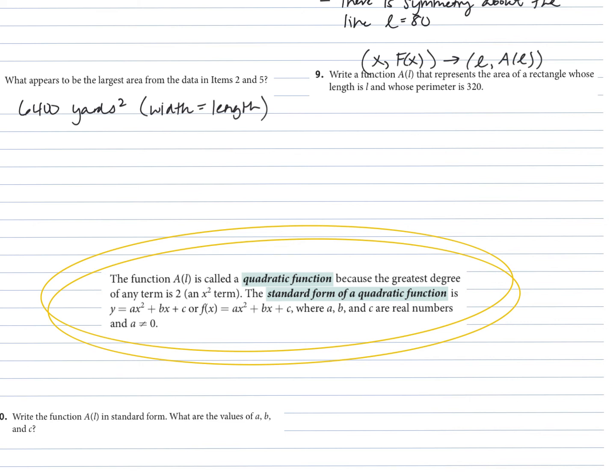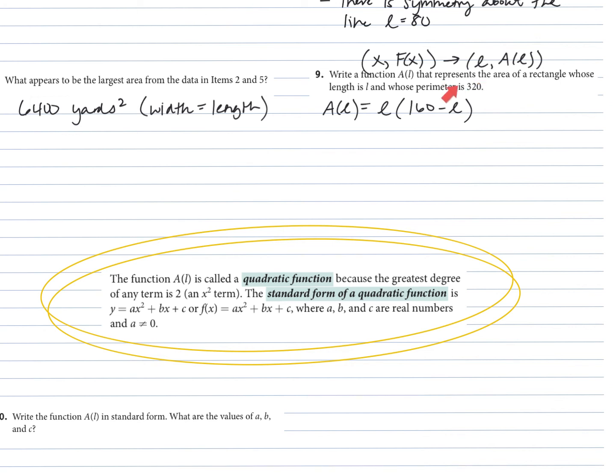We wrote down that the width was 160 minus L. So we know we have to multiply those 2 results together to get our area. So if we take L and multiply it times our 160 minus L, that's going to equal our area, A of L. So that's our function that we're looking for. That's our equation that we want to write it as.